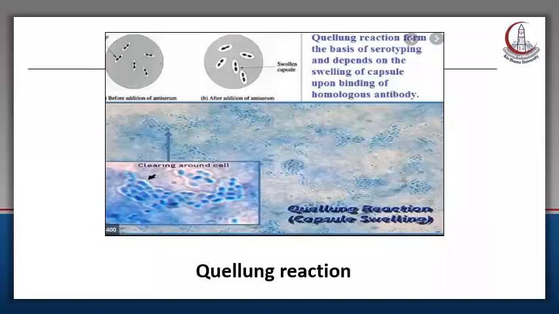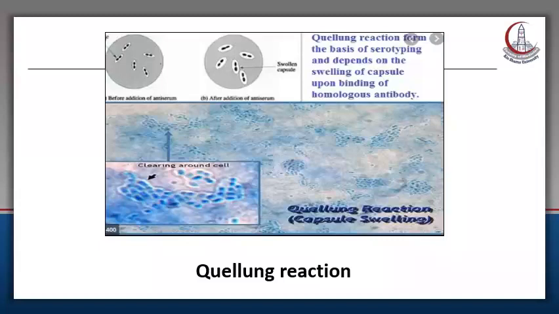A characteristic test for Strep pneumoniae is the Quellung reaction. The Quellung reaction comes from the fact that Strep pneumoniae is a capsulated organism. Okay, the Quellung reaction is a biochemical reaction in which antibodies bind to the bacterial capsule of Strep pneumoniae.